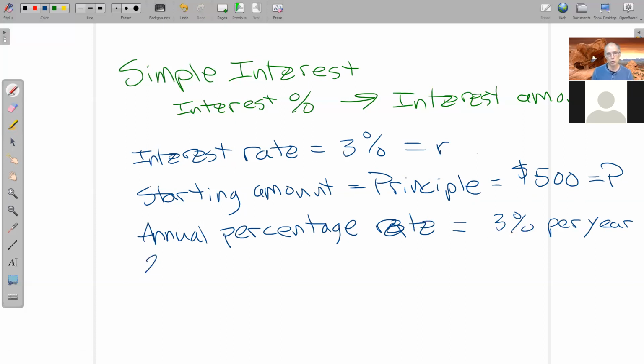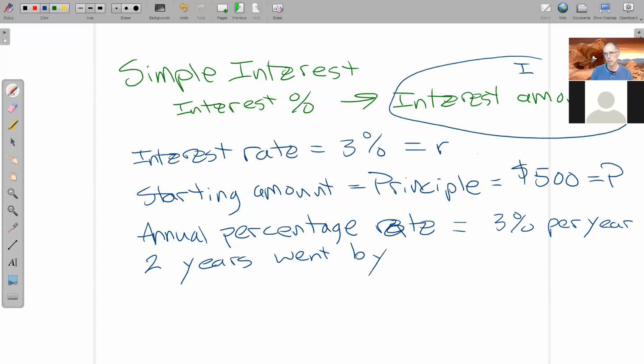So let's say 2 years went by. The formula looks like the interest amount is usually called I. So I is always equal to the principal times the rate times the time. So for me, I would take my $500, multiply it by 3% as a decimal, and then multiply it by 2 years went by.